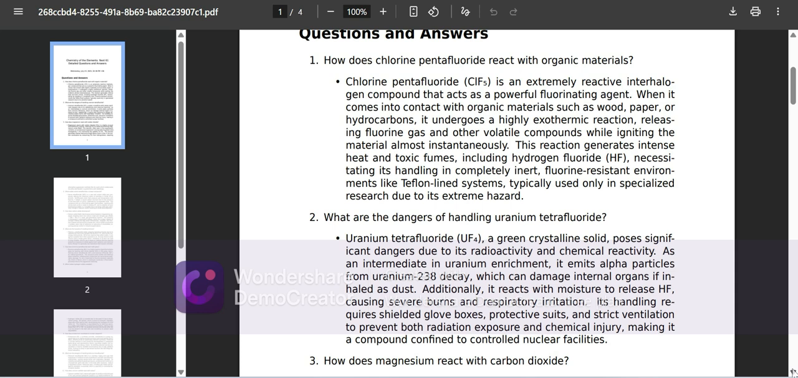necessitating its handling in completely inert, fluorine-resistant environments like Teflon-lined systems, typically used only in specialized research due to its extreme hazards.